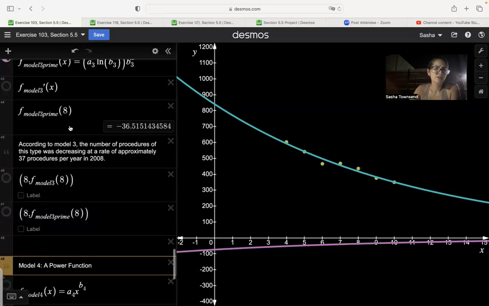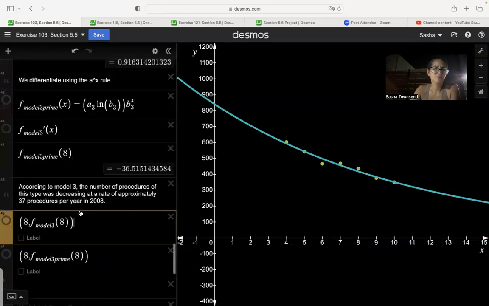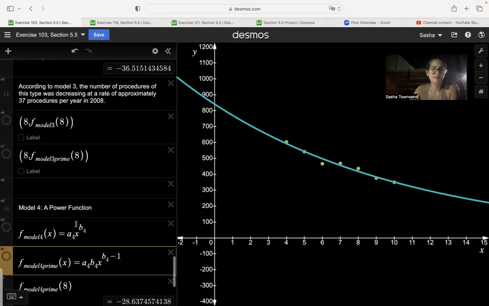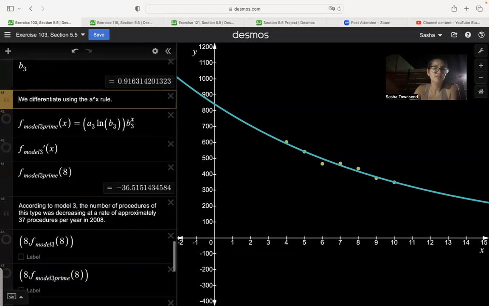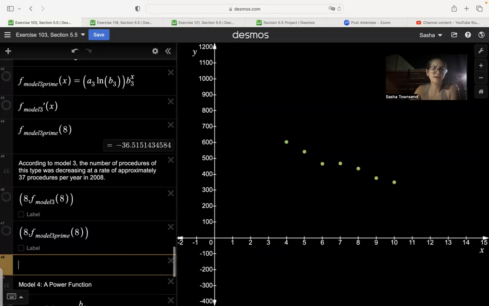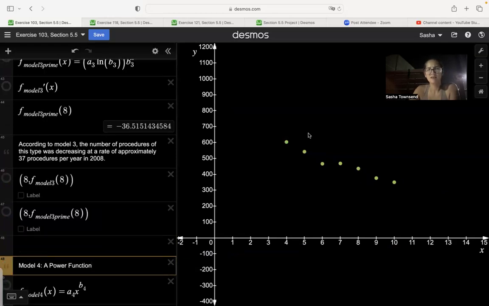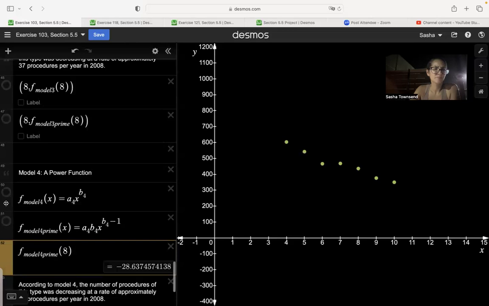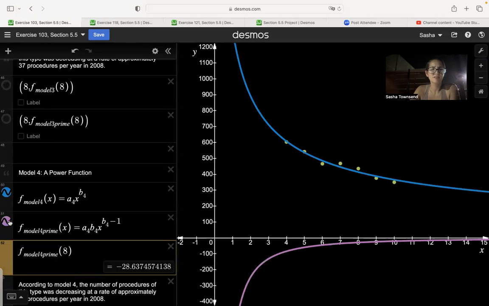And then for the next one, we want to find a power function. So we're looking for a constant times x to some power. The constant in front and the power itself are to be determined by Desmos, minimizing the sum of the squared errors, the difference between the predicted y values from the model and the y values from our data set. And that's what the curve looks like. Now, when we differentiate, we're just going to use the power rule. So you have your constant, write that down, and then you bring your power down, and you multiply by x to the one less power.